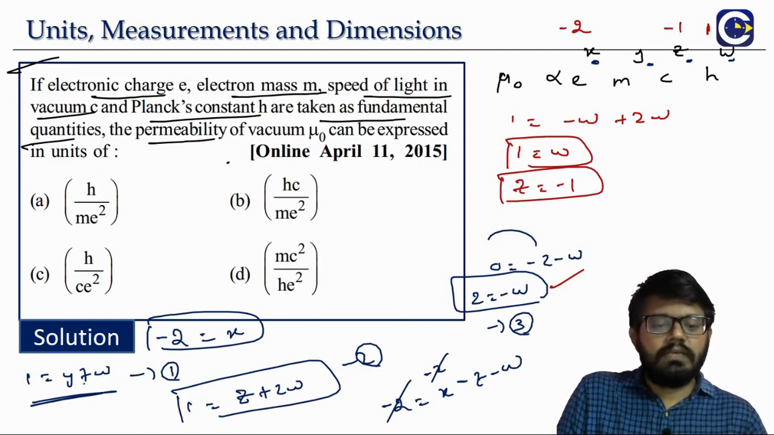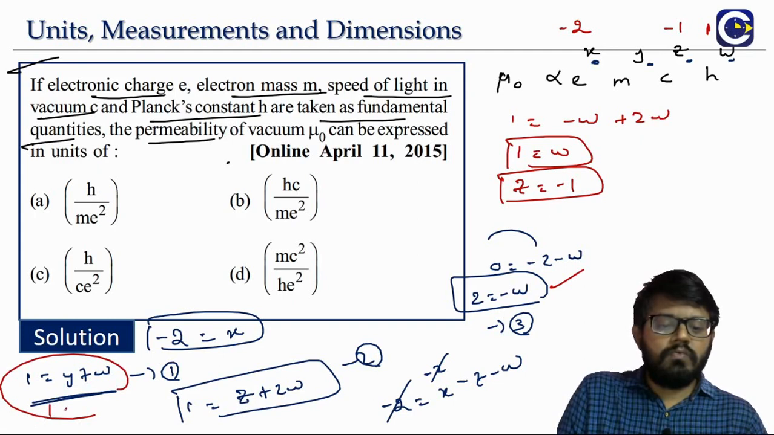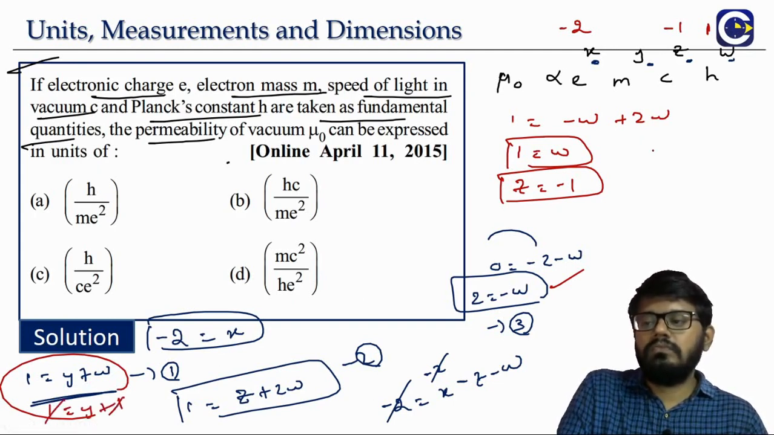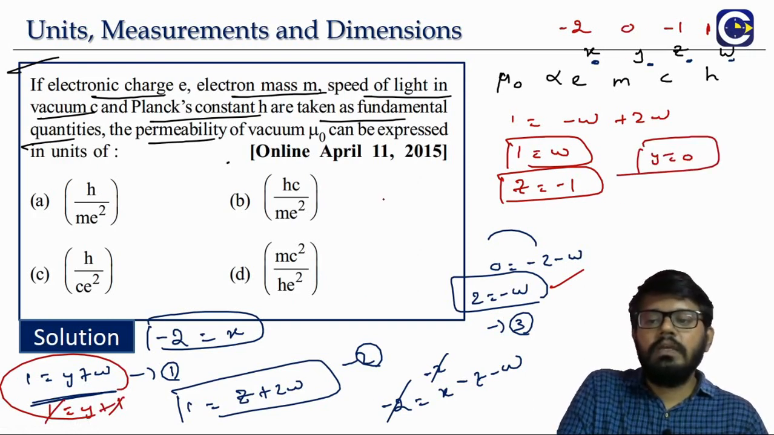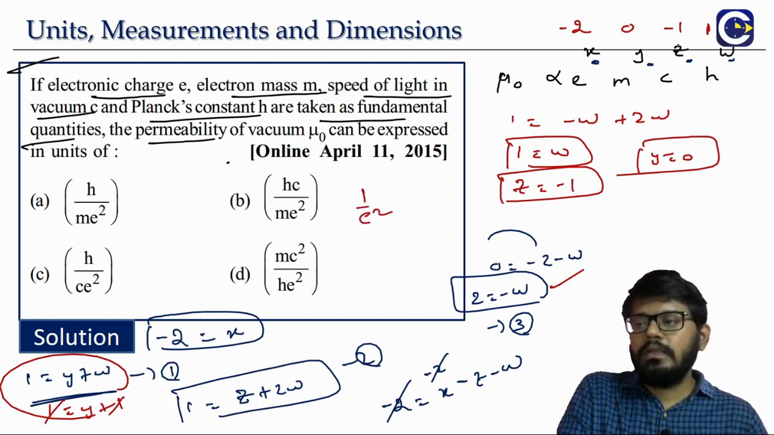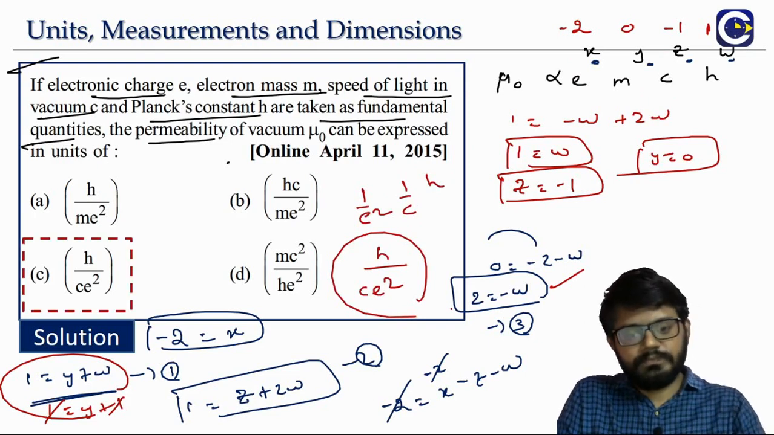Okay. So then what do we have? Equation 1 is 1 is equal to Y plus W, right? W is 1. So 1 is equal to Y plus 1, means 1 and 1 cancel. Y is equal to 0. So the power of M will be 0, which means that will not come. E power minus 2 means 1 by E squared. C power minus 1 means 1 by C. H power 1. So it is H by C into E squared. Option C.